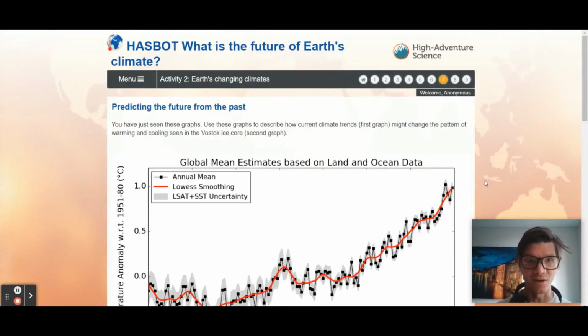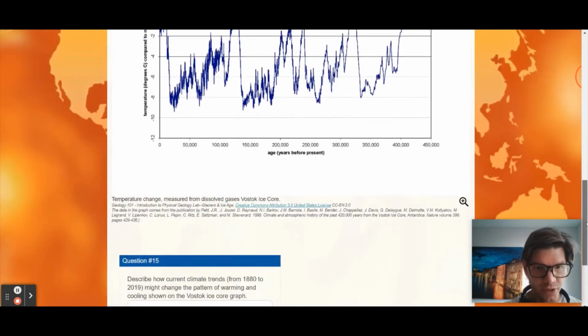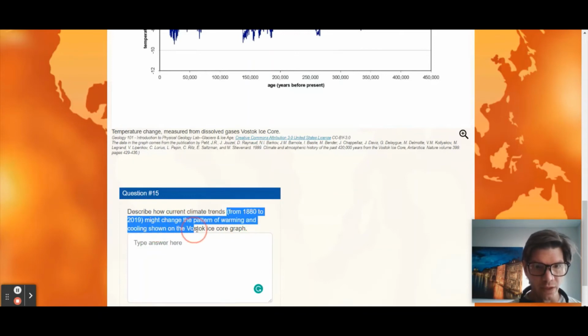This is our favorite line graph again. Let's see what we're going to do in this section. This section is predicting the future from the past. You have just seen these graphs. Use these graphs to describe how current climate trends, which is the first graph, might change the pattern of warming and cooling seen in the Vostok ice core, which is the second graph. That's the one that we just looked at. So the question here is asking, describe how current climate trends from 1880 to 2019 might change the pattern of warming and cooling shown on the Vostok ice core graph.